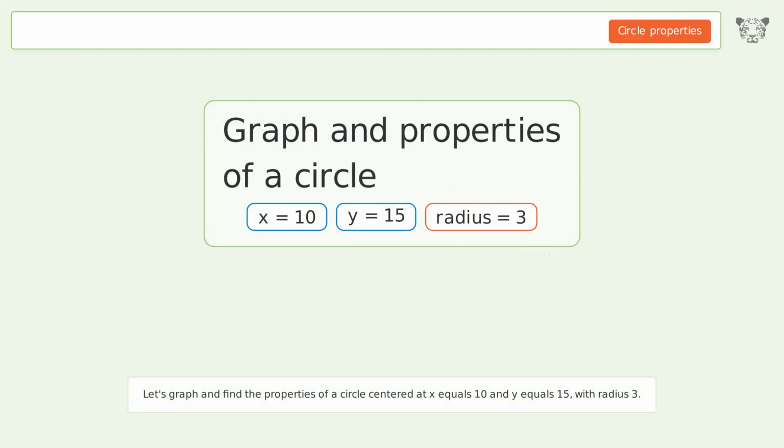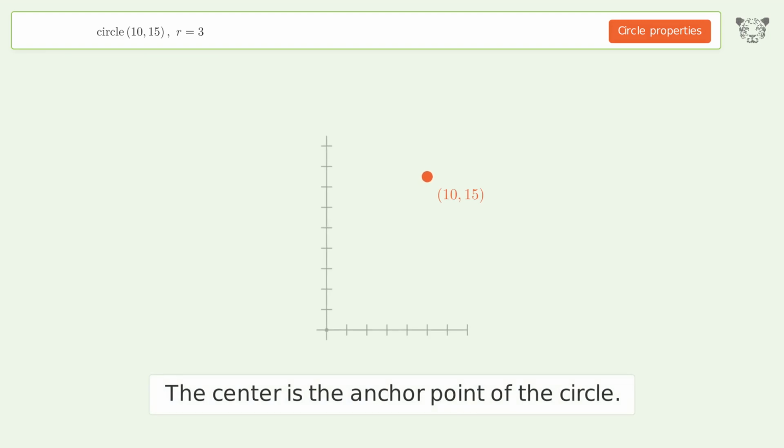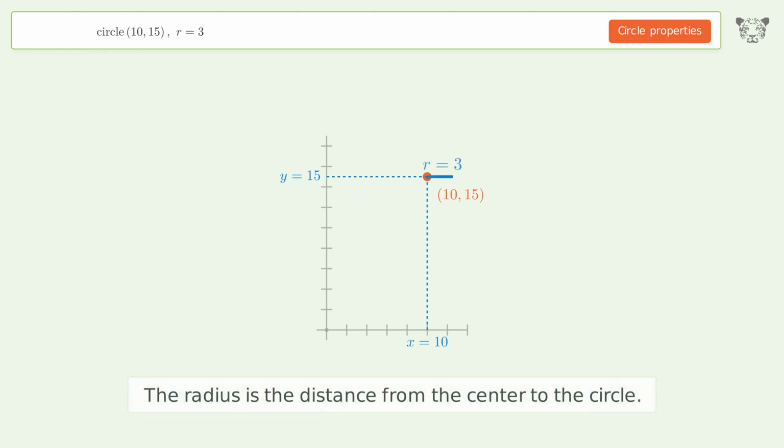Let's graph and find the properties of a circle centered at x equals 10 and y equals 15, with radius 3. The center is the anchor point of the circle. The center is at x equals 10, y equals 15. The radius is the distance from the center to the circle.